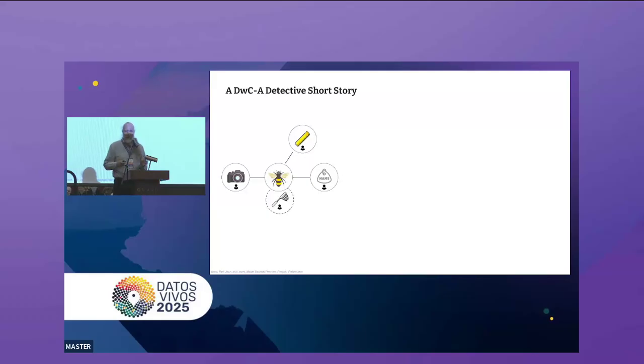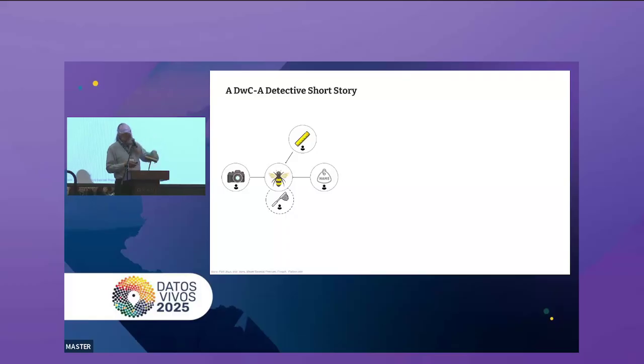So I want to do a quick run through of a story, which in a Darwin Core archive, I would typify as being a detective short story. So a Darwin Core archive allows you to capture a detective short story. Here we have a bee that was photographed by somebody. The little icons for people say that the person who did the media was in the media table, the audiovisual extension. There are measurements or facts that can be done by people.